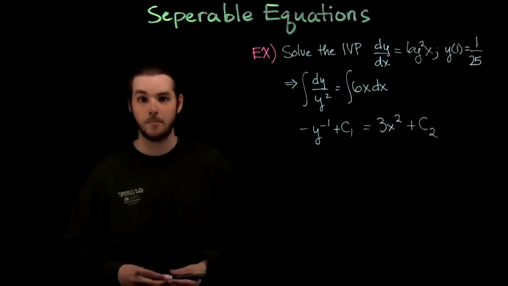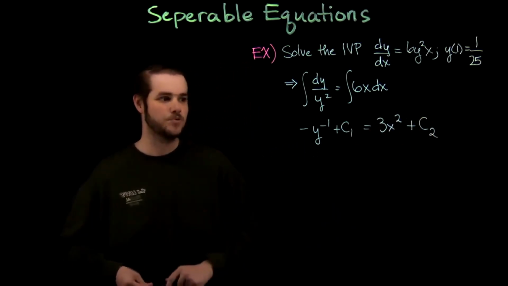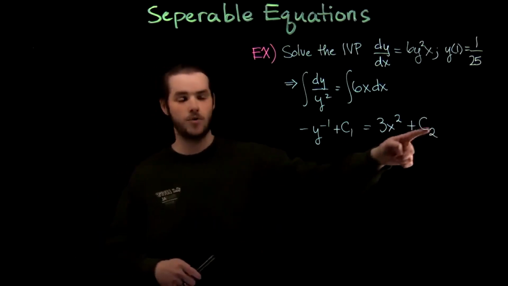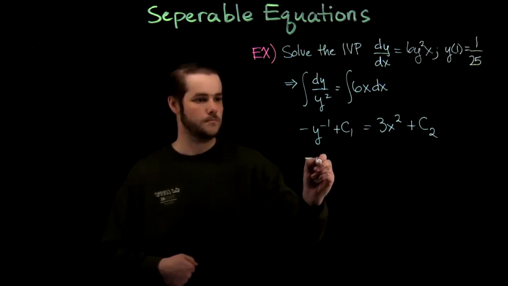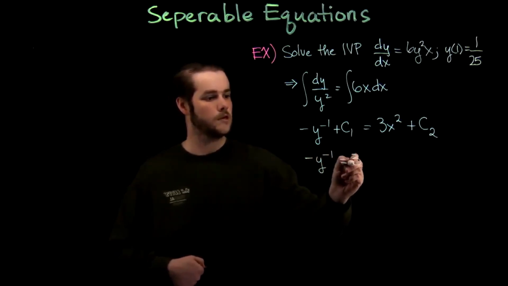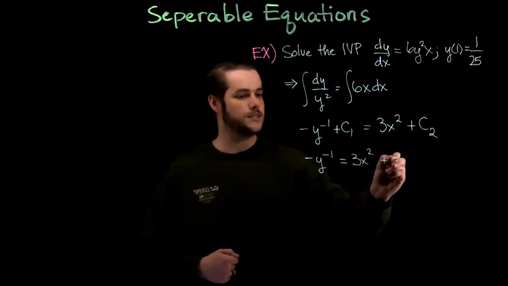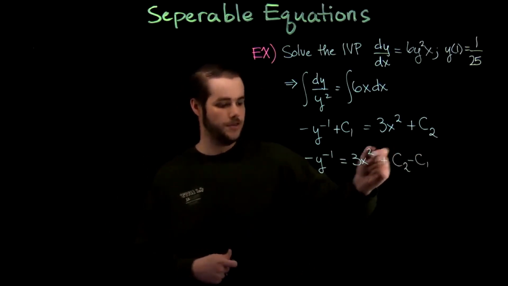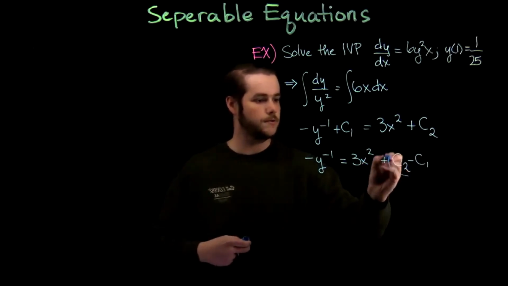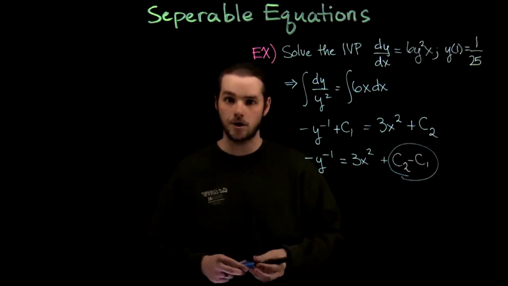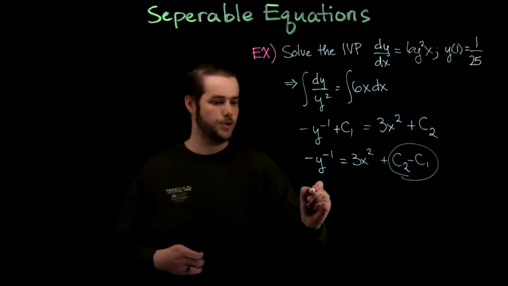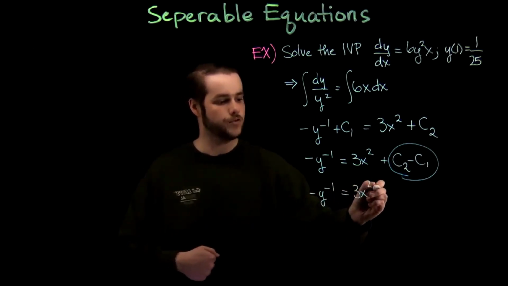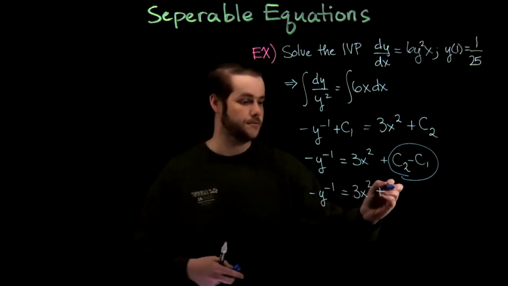And one very tricky thing about reading differential equations is that people get very loose with the constants of integration. Do you notice if I move this c1 over here, and now I've got this c2 minus c1, we can almost think about this whole value right here as just being a single constant of integration. And so we could write negative y to the negative 1 equals 3x squared plus, just call it c.